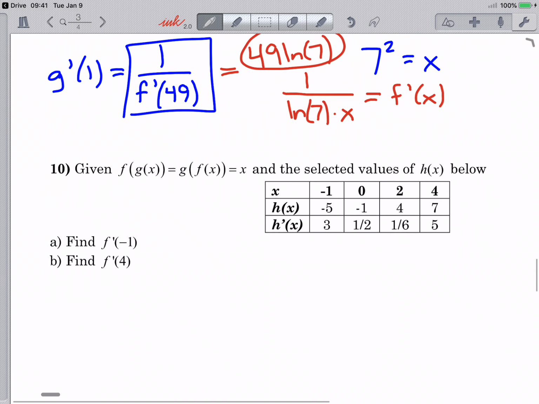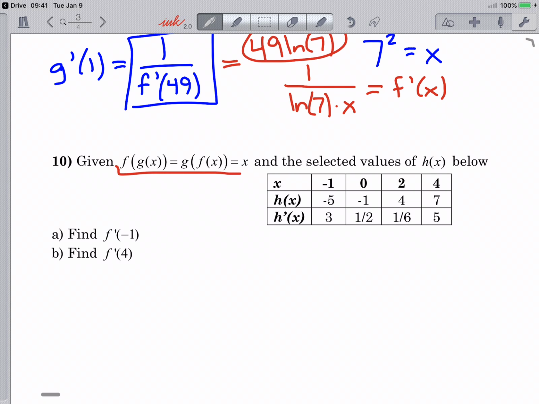Now for the last question. Again, I've got given this. That just means f and g are inverses. So to find f inverse of negative 1, I want to find, and this is a typo, and the selected values of h, let's pretend this h really said g. That's what it should have said. So then this is g of x, and this is g prime of x. Please forgive my notation. So I want to find, where does g of x equal negative 1?